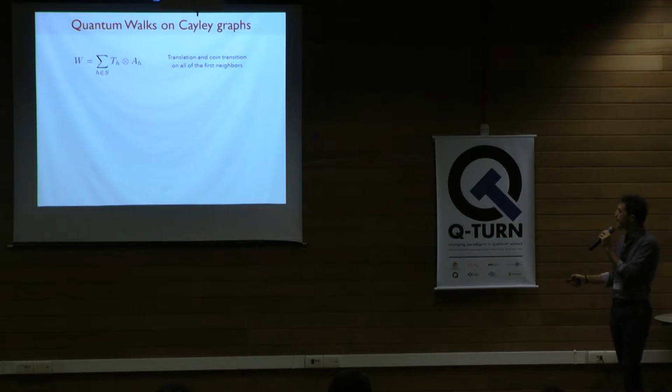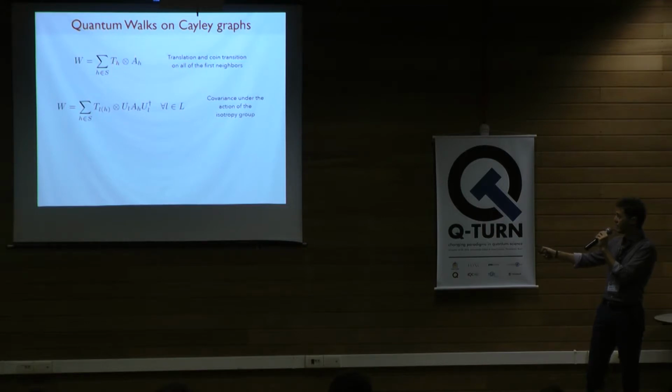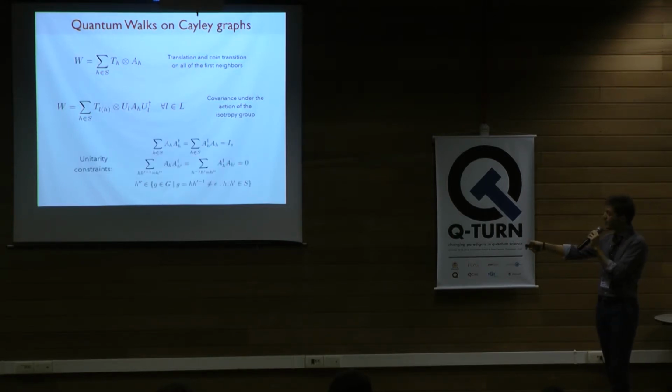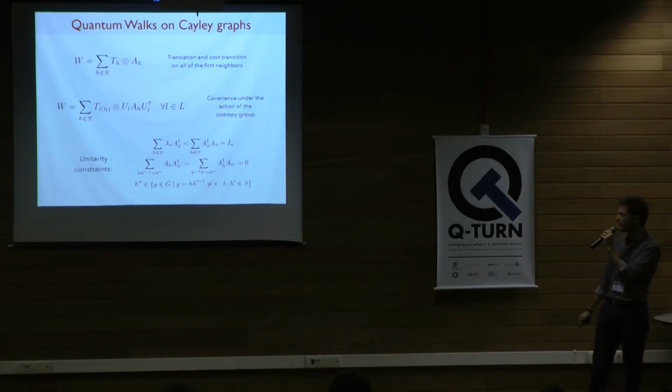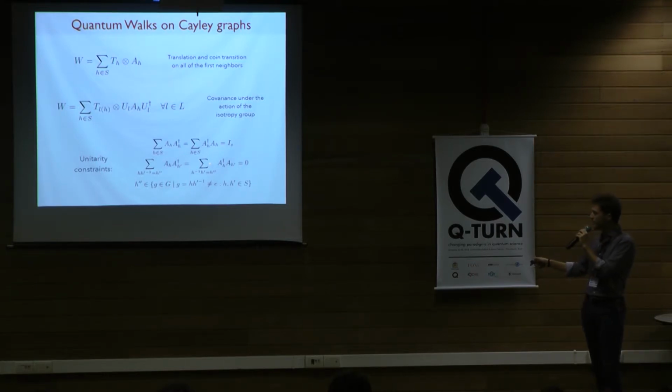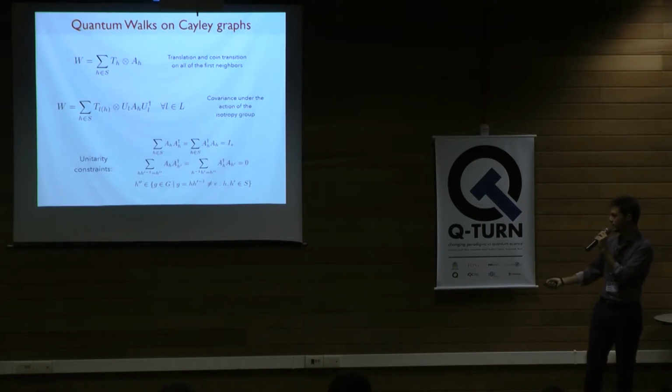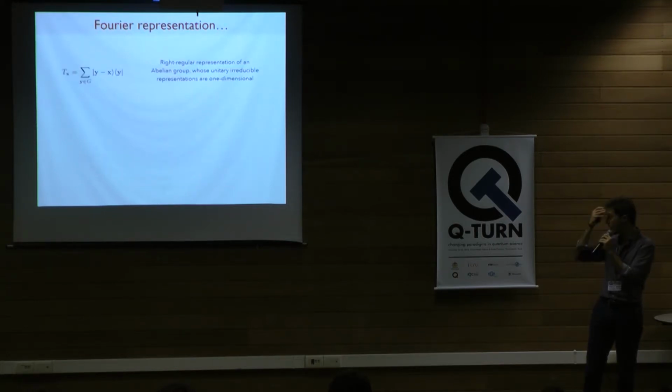Yes. Okay. So quantum walks on Cayley graphs are nicely described with the right regular representation on the Cayley graph of the groups. So we have the translation and the transition matrices. The isotropy requirement translates into this covariance under the action of the isotropy group on the physical law, which is W in this free scenario. And unitarity translates into unitarity constraints, which are these quadratic constraints on the transition matrices, which we want to solve to single out specific dynamics for our model.